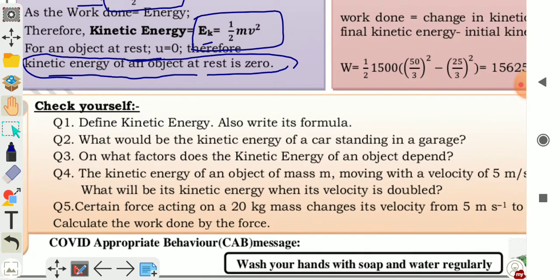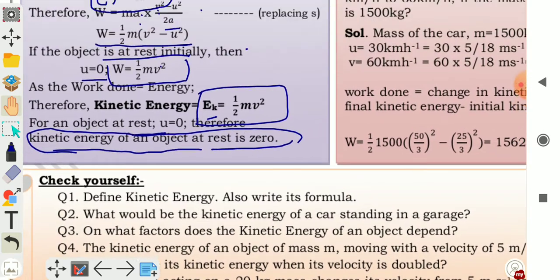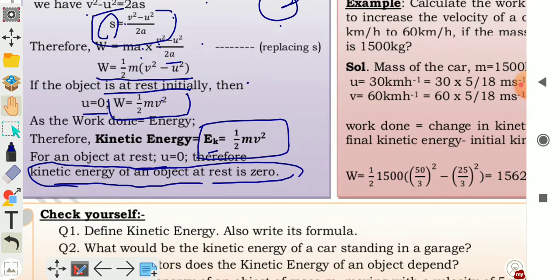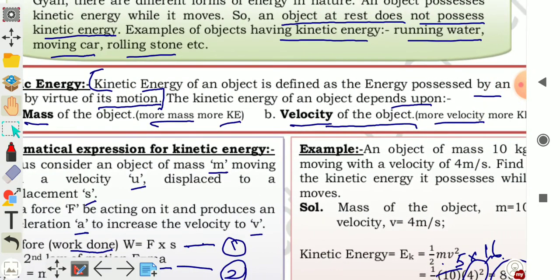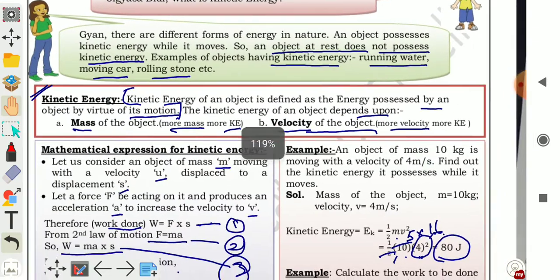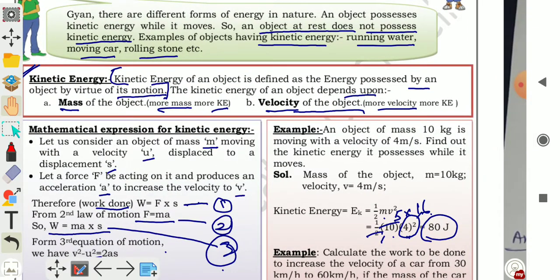Your first question is: define kinetic energy, also write its formula. The formula of kinetic energy is Ek is equal to half mv square. And for the definition given in the worksheet, you can write: kinetic energy of an object is defined as the energy possessed by an object by virtue of its motion.